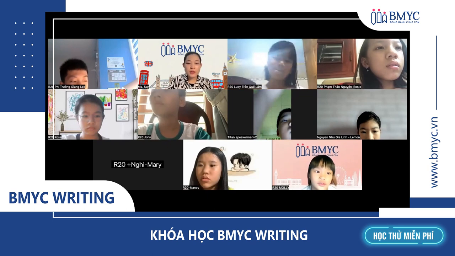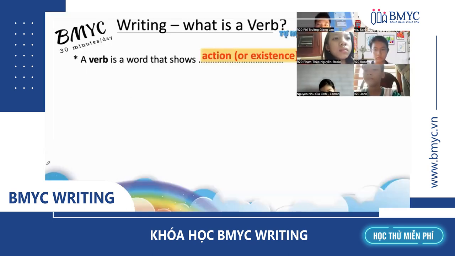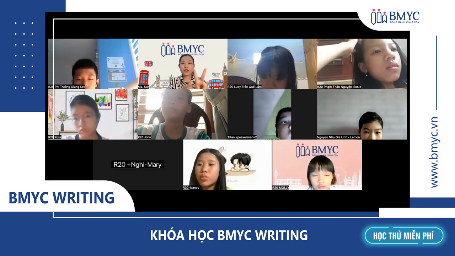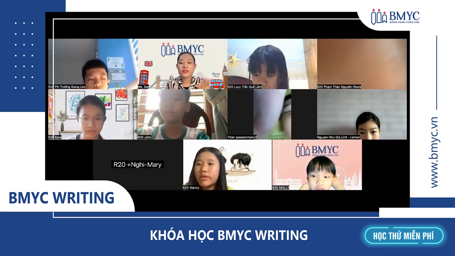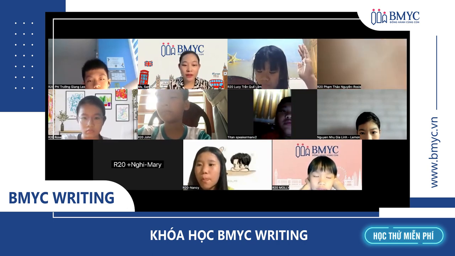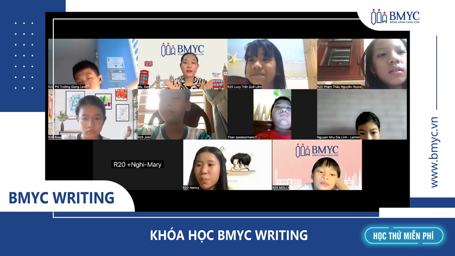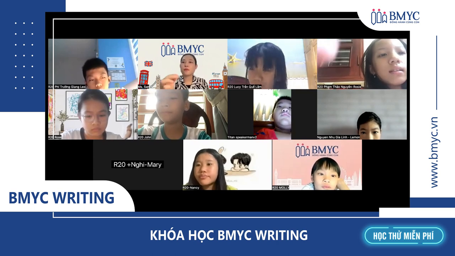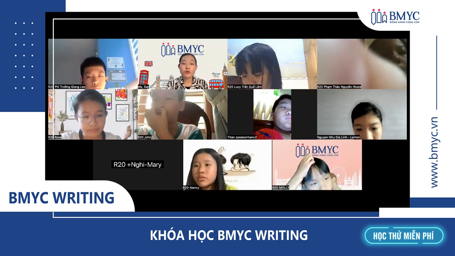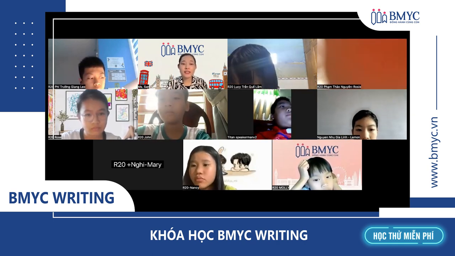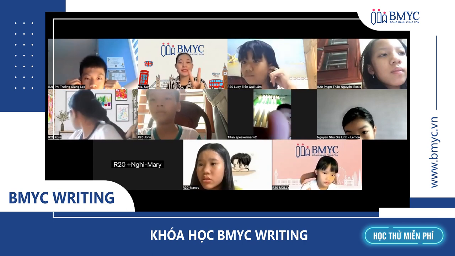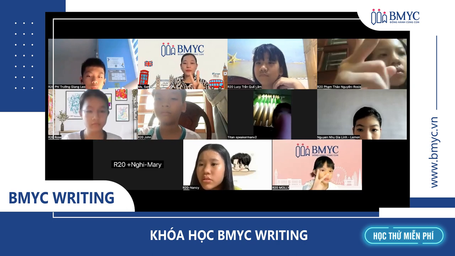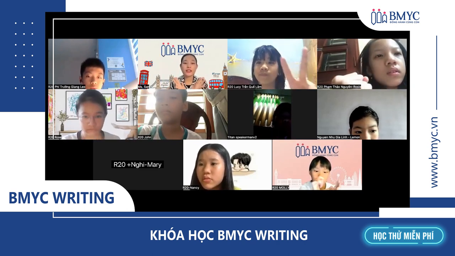That's perfect. So normally we're gonna write verb with just one letter. We're gonna write it with V. So everyone, you can show me a verb. A verb is a word that shows. Turn on your mic and tell me. Action. Yeah, action. Or? Existence. Existence is mostly related to the be verb. Do you know to be? To be like is, am, are. It doesn't show any actions, right? But it shows existence. Show me V, please. A verb is a word that shows actions or existence.